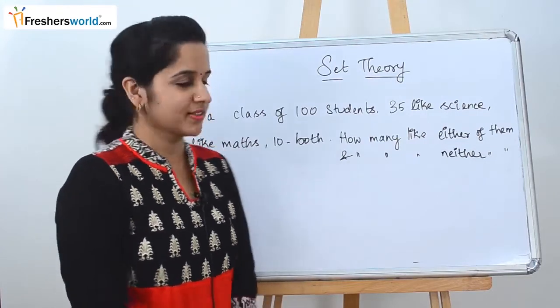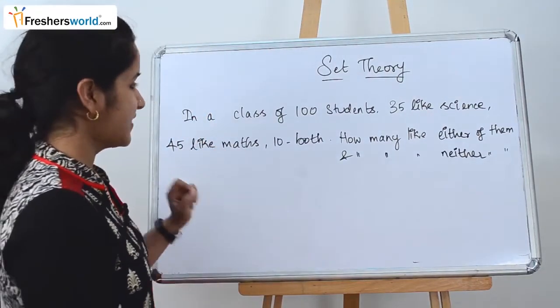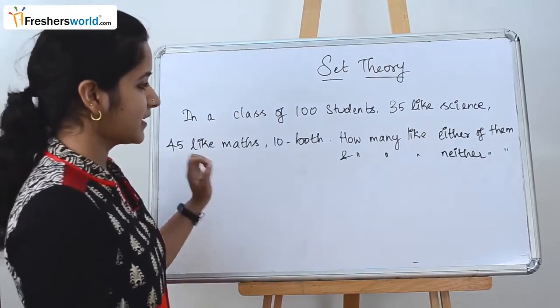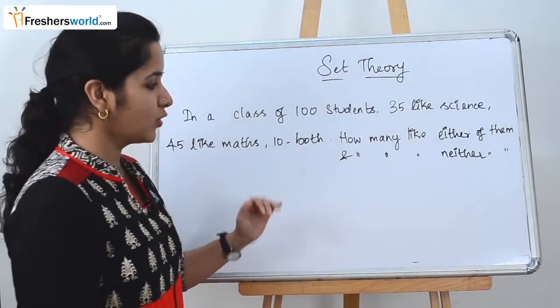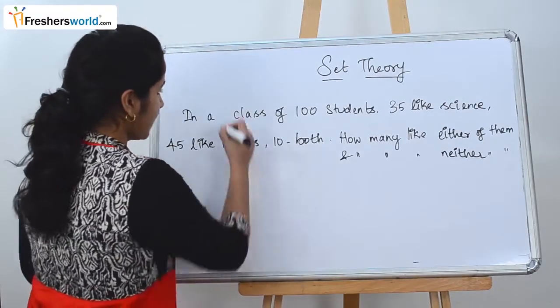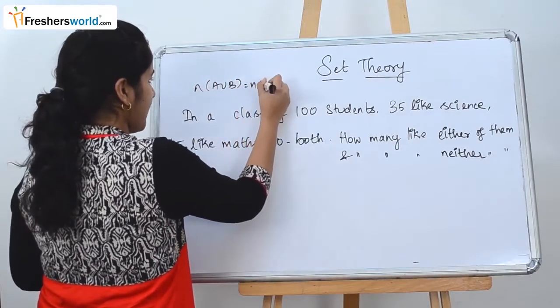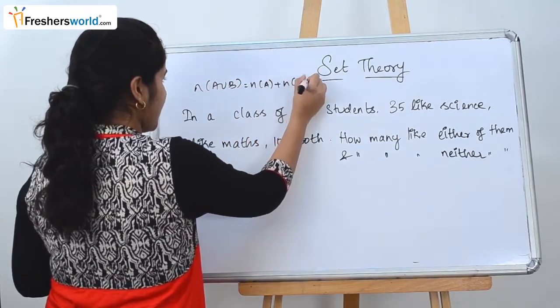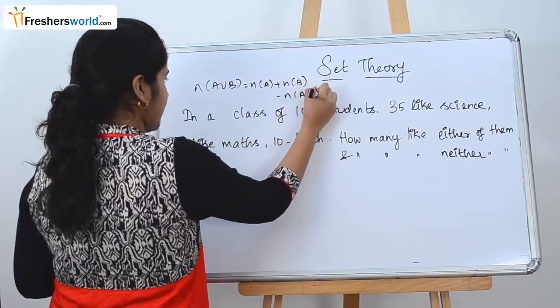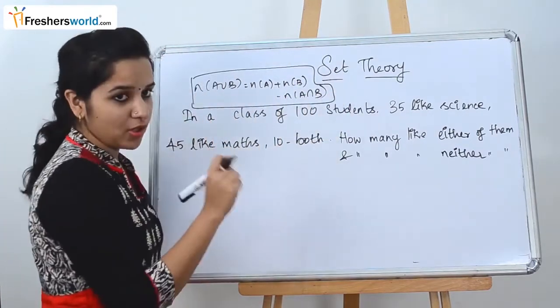So let's get started. The question that they have given is: in a class of 100 students, 35 like science, 45 like maths and 10 like both. How many like either of them and how many like neither of them? You know the formula: n of A union B is equal to n of A plus n of B minus n of A intersection B. This is the formula that we are going to use to solve this problem.